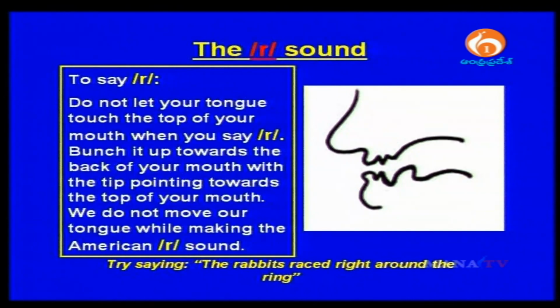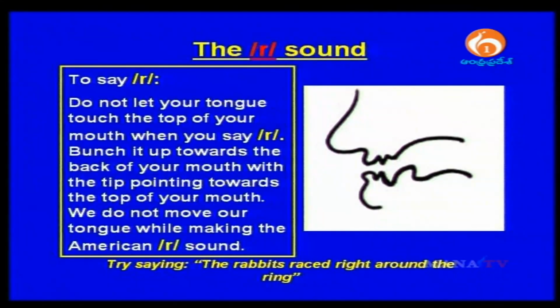Let's move on to the r sound. Just remember, do not let your tongue touch the top of your mouth when you say r. That's a common mistake most of us tend to make. Of course, there are different ways of articulating the sound r. When we're talking about different Englishes, for instance, Americans' way of saying r is different from the British way of saying r. Of course, we as Indians would choose to say it in various ways. But let's look at how we say it.